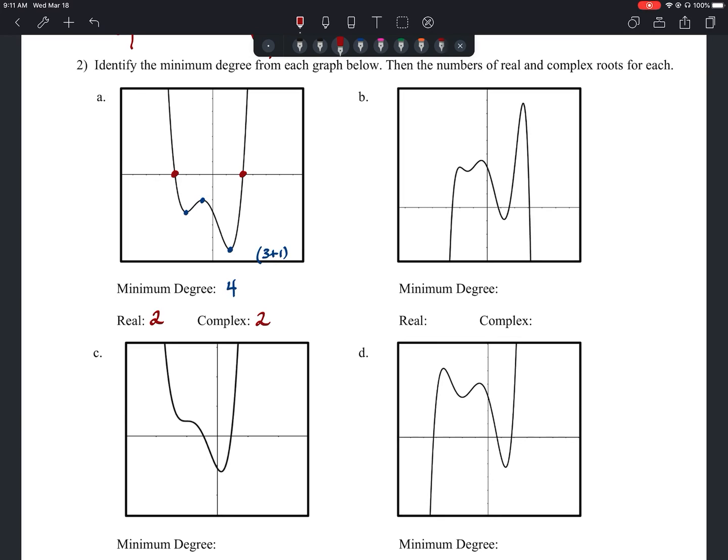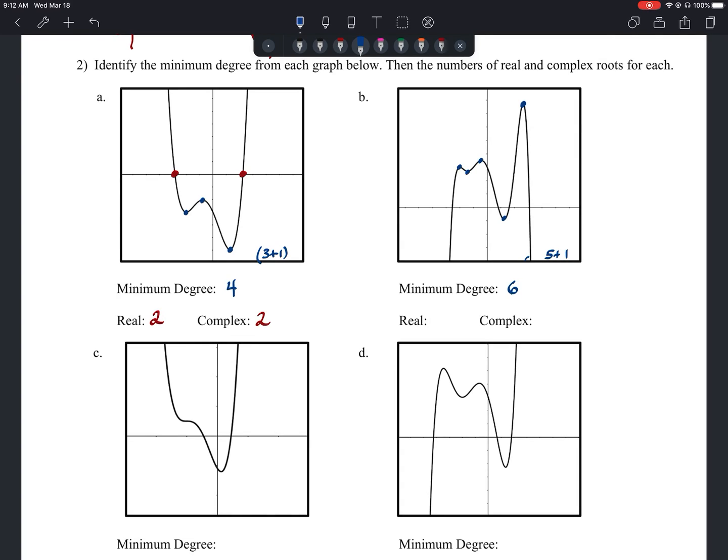Letter B. Our minimum degree, as we're going through and tracing here, well, it looks like it shifts directions and starts going back down, and then it shifts directions going back up, and then back down, then back up, and then back down. So we have 1, 2, 3, 4, we have 5 mins and maxes, which means our degree is 6, right? Because we take that 5 and we add 1, we get 6 here. So that's our minimum degree.